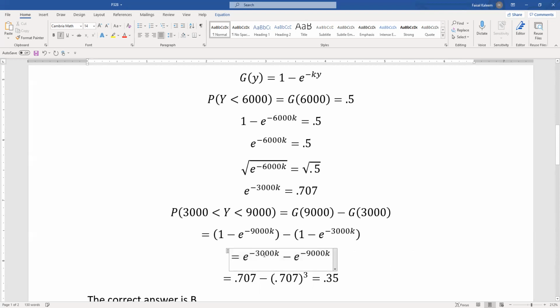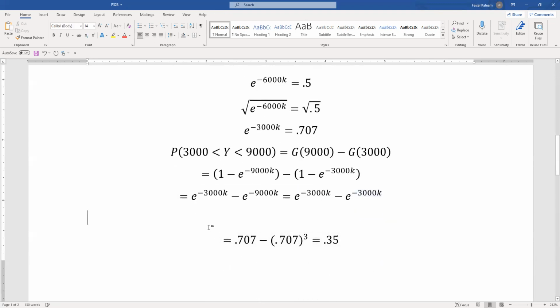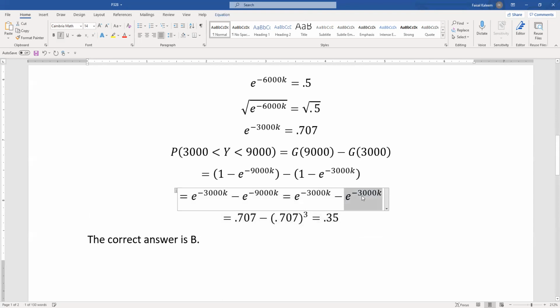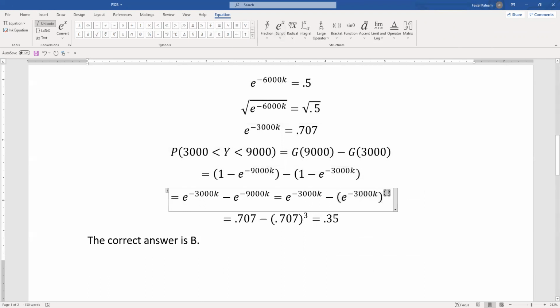Maybe we can even do this step here. Minus e to the negative 3000k whole cube. Okay, so this is 0.707 minus 0.707 whole cube, 0.35. That's choice B.